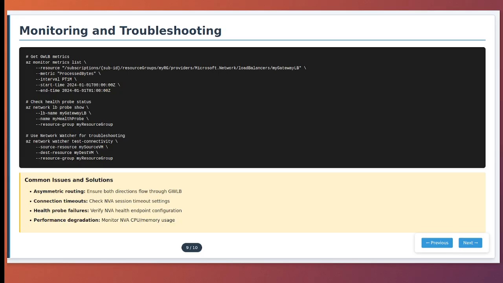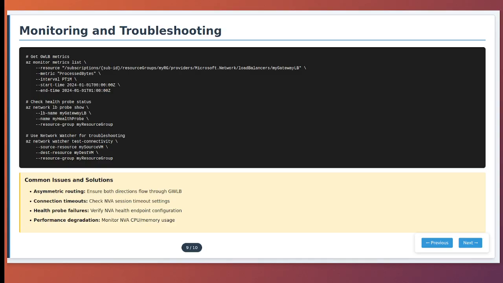Common issues I've seen include asymmetric routing, where inbound and outbound traffic take different paths. This breaks stateful inspection in your NVAs. The solution is ensuring both directions of traffic flow through the same GWLB and NVA instance. Connection timeout issues often stem from misconfigured session persistence or NVAs dropping long-lived connections.